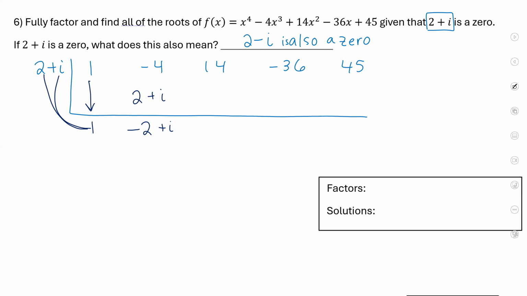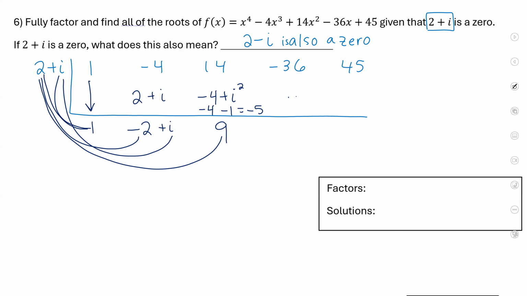Now let's multiply again. Negative 2 times 2 is negative 4. i times i is i squared. But what is i squared? So this becomes negative 4 minus 1, which is what? Negative 5. So 14 plus negative 5 is 9. Now let's multiply again. 9 times 2 is 18. 9 times i is 9i. And then we add. So negative 36 plus 18 is negative 18. And you have the plus 9i.